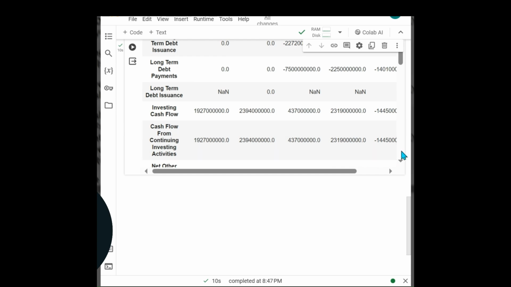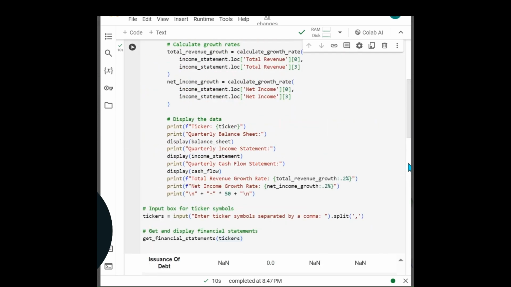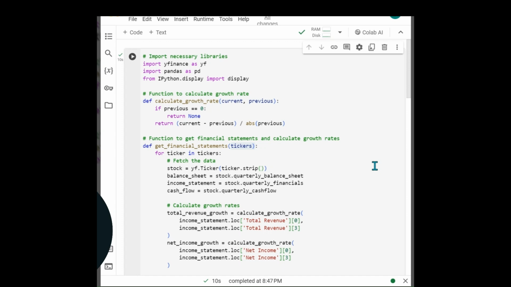Again, this is just another quick tool and script that you can leverage in a Google Colab Notebook to really just speed up the process and the time it takes for you to research an investment and to see if it's a good opportunity.